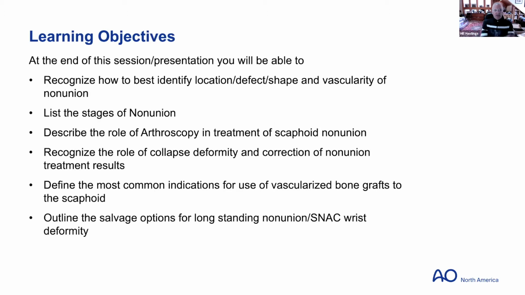So at the end of this presentation, we hope that you'll be able to recognize the various characteristics and vascularity of non-unions, the stages of non-unions, the role for arthroscopy, how we recognize collapse deformity and correction of that, indications for vascularized bone grafts, and finally, salvage options for longstanding non-unions.